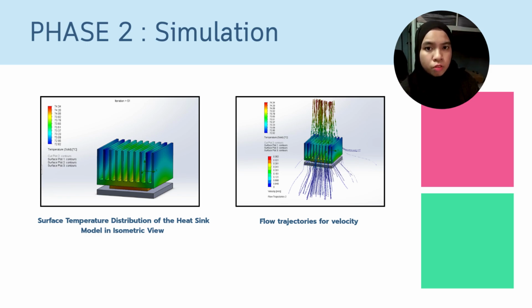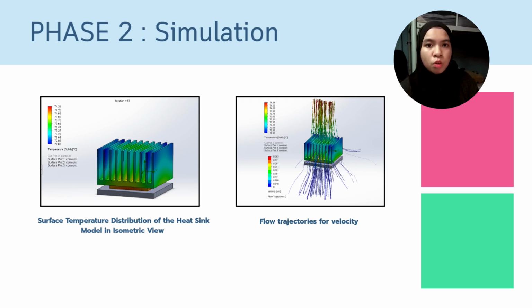As we can see, the second figure shows the flow trajectories for velocity around the heat sink. The airflow pattern can be observed moving upward through the gaps between the fins. This occurs because the heated air becomes less dense and rises due to buoyancy effects. The airflow movement indicates that natural convection is taking place and helps remove heat from the heatsink without using an external fan.